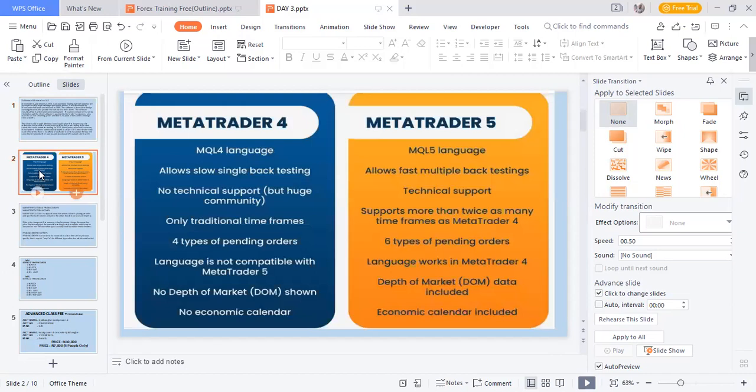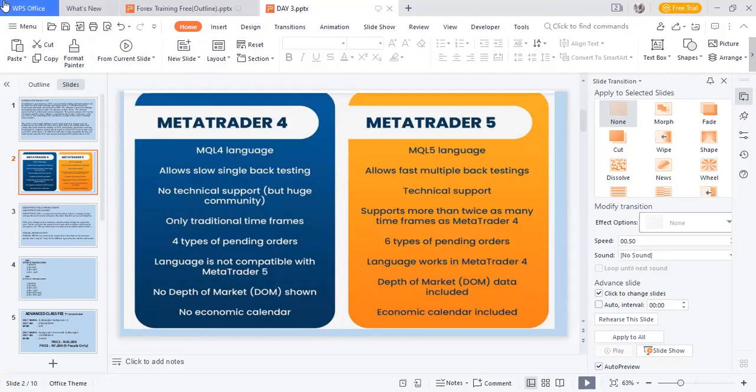The difference is shown on my screen. Number one, MetaQuotes Language 4 is used for MetaTrader 4, and MetaTrader 5 is designed via MetaQuotes Language 5. Number two, another key thing I want you to look at here is that MetaTrader 4 has four types of pending orders, while MetaTrader 5 has six types of pending orders. Are you with me? These are the things I want you to look into.